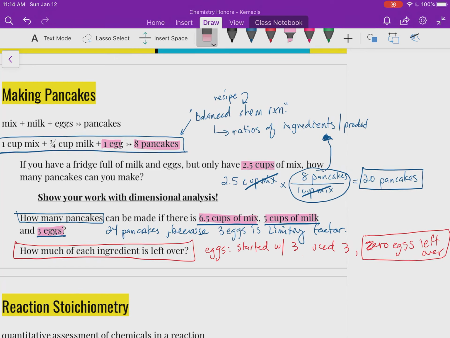I'm going to remove these, what are those things called? Commas. And we started with 3, and we're going to subtract how many used, which was 3, and that's going to equal 0.